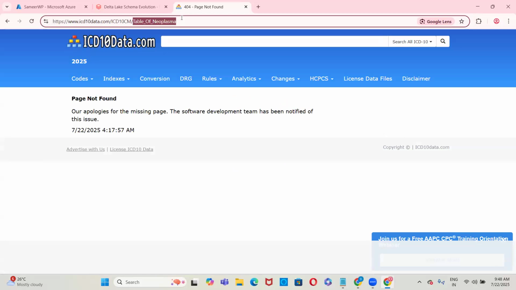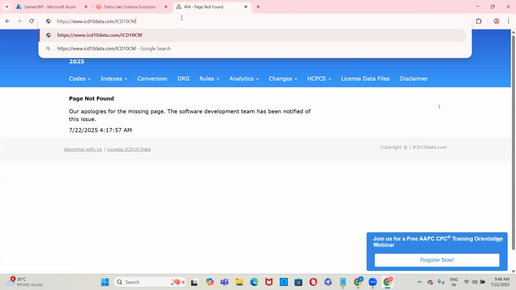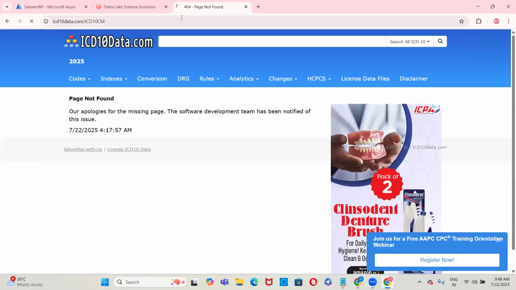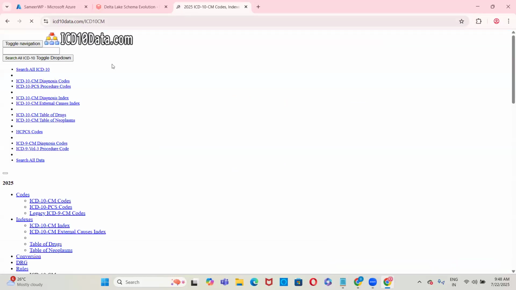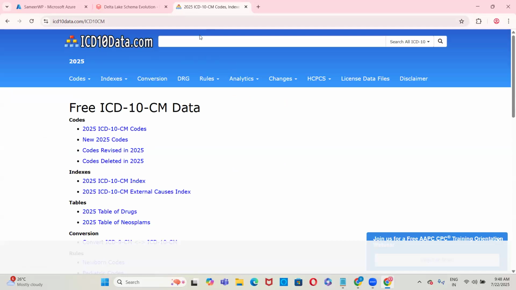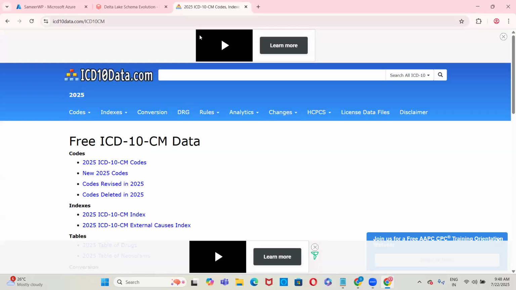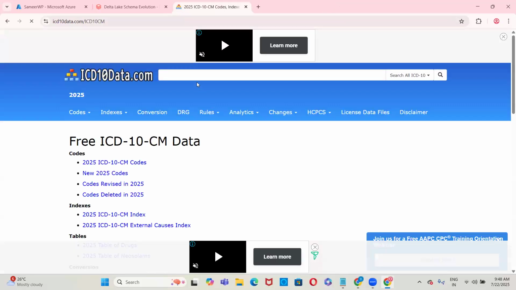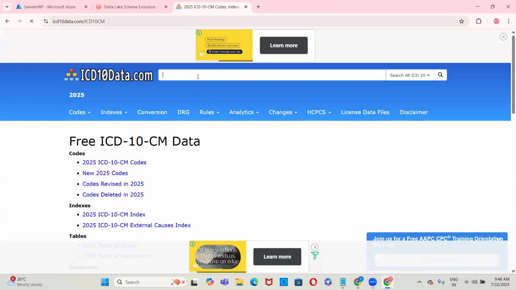Okay guys, let's use it here. Now can you see here? Suppose you want any code, you can simply write it here. Codes revised in this, all details you will have. These are some free codes, and apart from this you will have many more. This is only to show you a sample of the same.